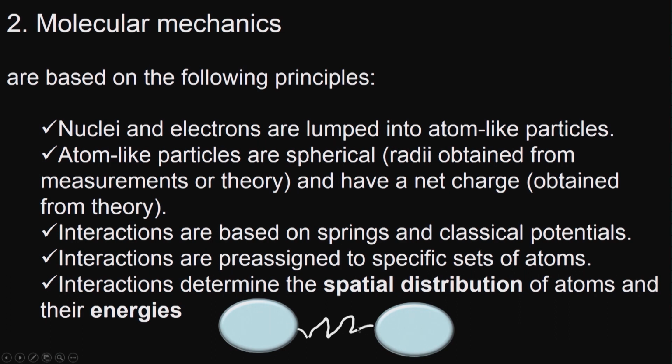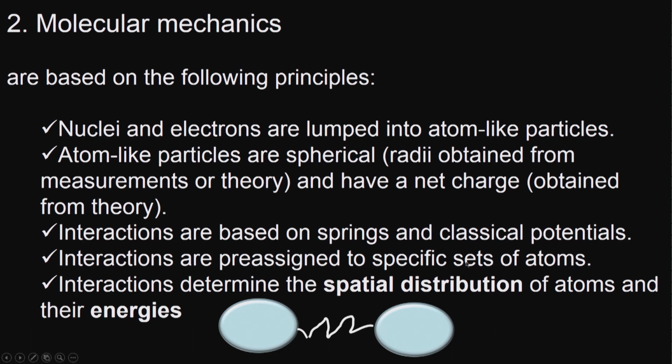Interactions are based on springs. So, Hooke's law comes into the picture. The energy is proportional to delta x square, where delta x is the change in the spring length. So, interactions are based on springs and classical potentials, that is Hooke's law.